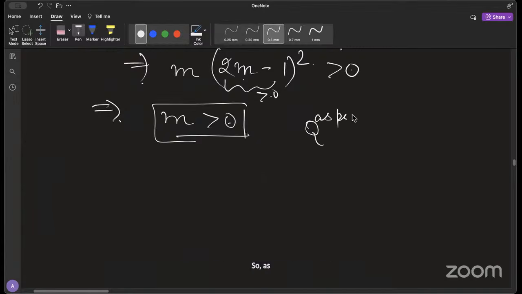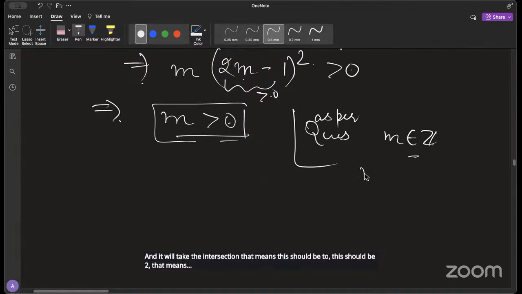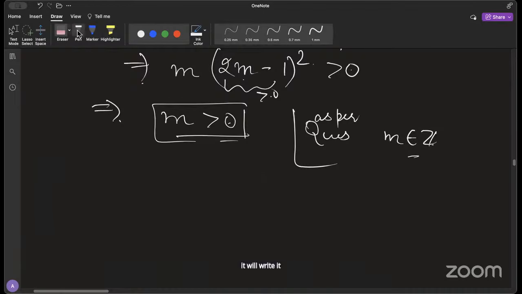so as per the question, your m should be an integer, and if you take the intersection, that means this should be 2, this should be 2. That means if we write it in intervals, in set form, this will be, that means your m should belong to 0, 0 is not included. So natural numbers minus 0.